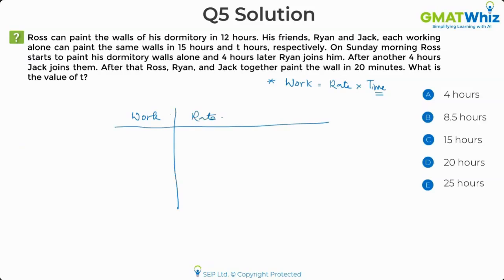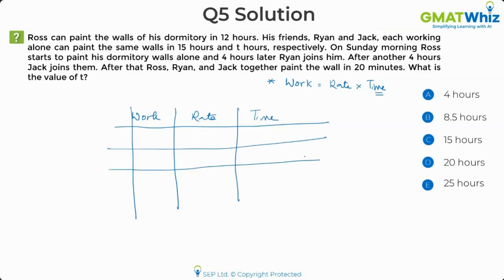I write it like this: work, rate, and time. And whatever information is given in the question, I'll keep on jotting it in this particular table. I'll do my calculations here and so on and so forth. So let's make this table and jot down whatever is given. Starting with the first part, again, I'm breaking it down slowly, steadily, and reading it. Ross can paint the walls of his dormitory in 12 hours. So he can do a particular work, which is painting, in 12 hours. So I'm going to write Ross.